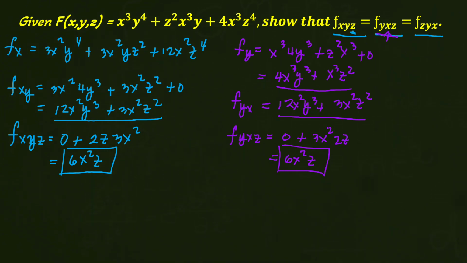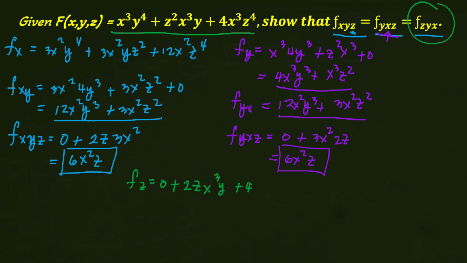And lastly, we will find the last requirement here, which is f sub zyx. So the first thing that you should do is to find first f sub z. So f sub z, using this original function here at the top, there is no variable z in the first term here, so that will become 0, plus 2zx cubed y plus 4x cubed 4z cubed.